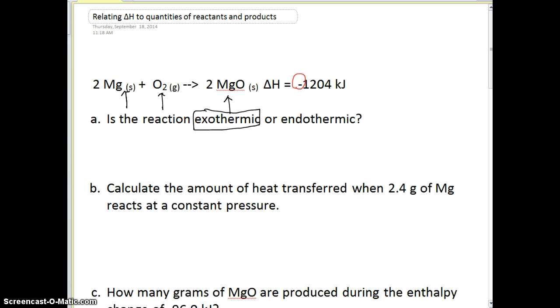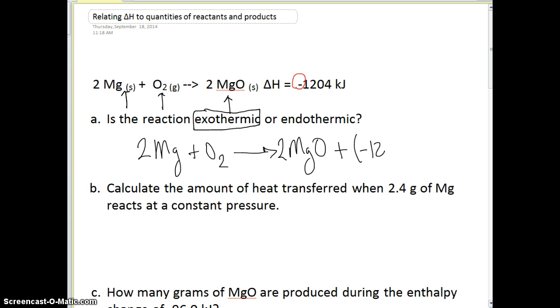Now I could ask you to rewrite this, and if you were to rewrite it with the heat value actually incorporated into the thermochemical equation, we'd write it like this. Or we might even leave this as a positive value here, knowing that when we are dealing with a thermochemical equation, as long as we place it on the right-hand side, the product side, you're going to have an exothermic reaction. It's going to give off heat.